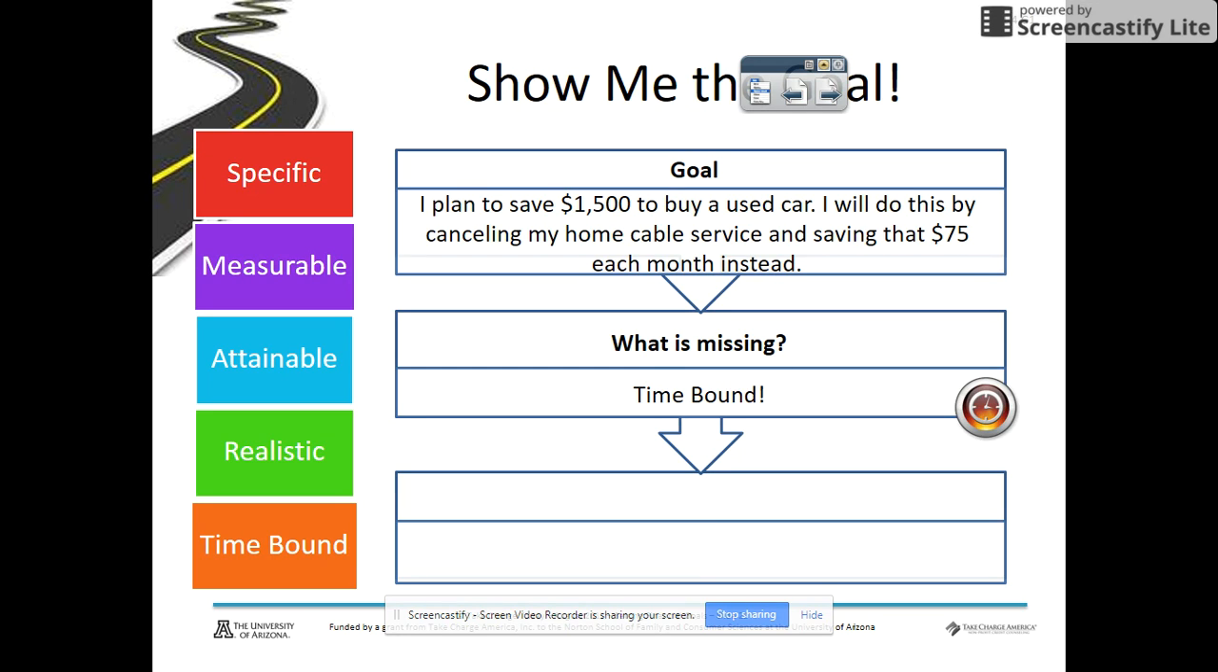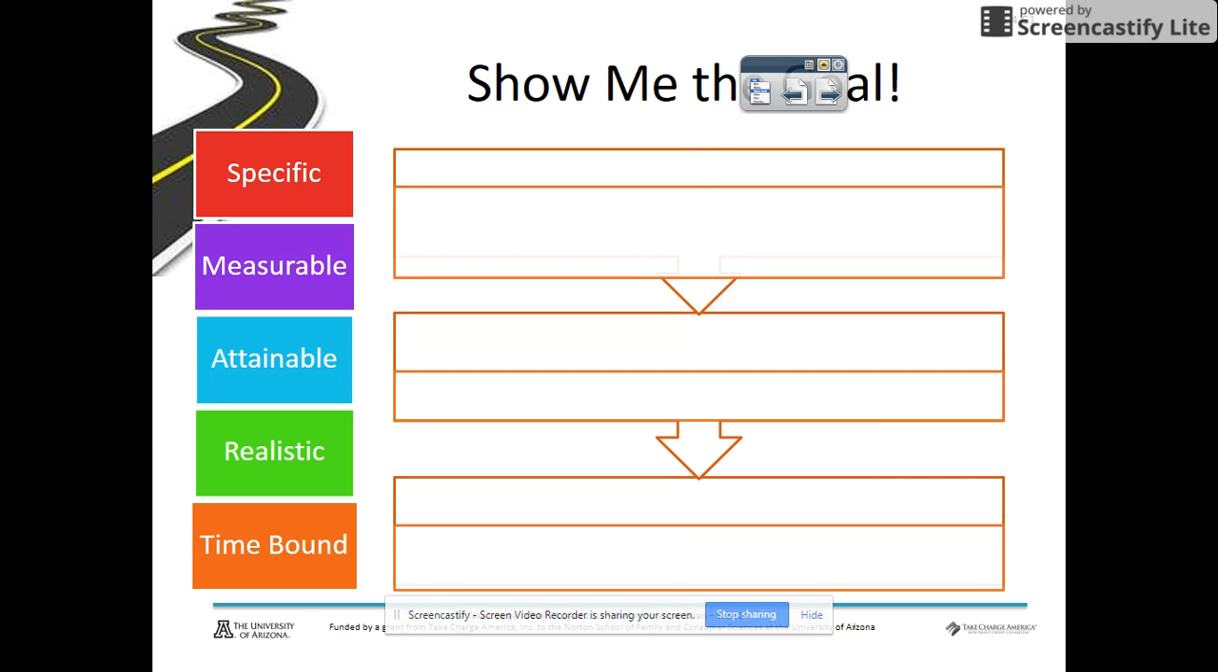Well, it's not time bound. It doesn't tell us for how long this is going to happen. We have $75 per month, but is that going to go on indefinitely? No, we have to decide how long that's going to be. Okay, so we need to decide how long it will take to reach this goal, and that has not been identified.